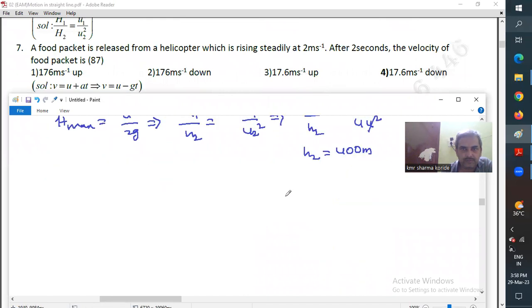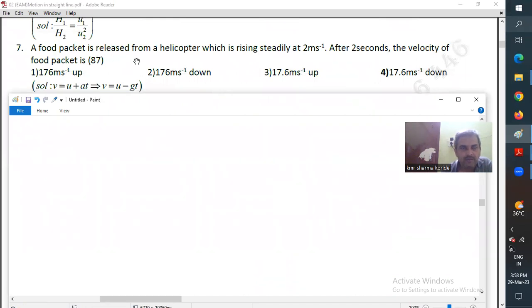Moving to the next question. A food packet is released from a helicopter which is rising steadily at 2 meters per second. After 2 seconds, find the velocity of the food packet. Let us say this is the point where the food packet is released when the helicopter is in motion in the upward direction. So the velocity at the time of releasing is upward, so velocity should be positive.